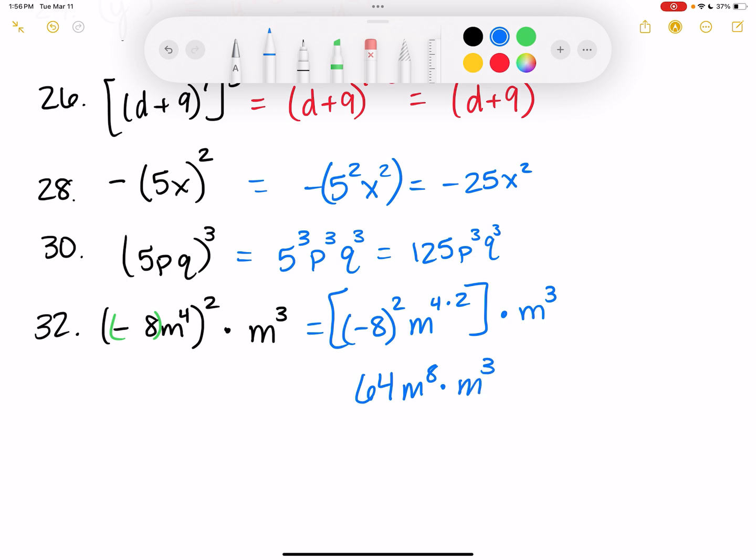Now what do I do? You have to add the exponents. So this is 64m to the 8 plus 3, which gives me 64m to the 11th. So the process stays the same. There's just more that I've got to be watching out for as we go through these problems. Obviously, they get harder.